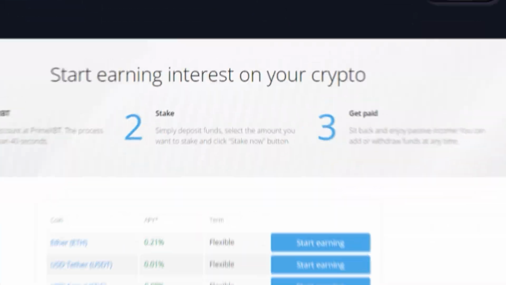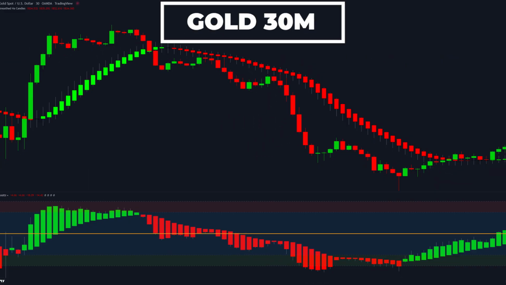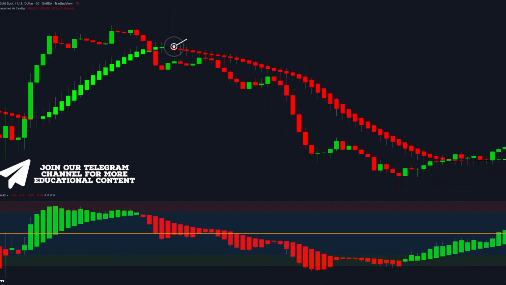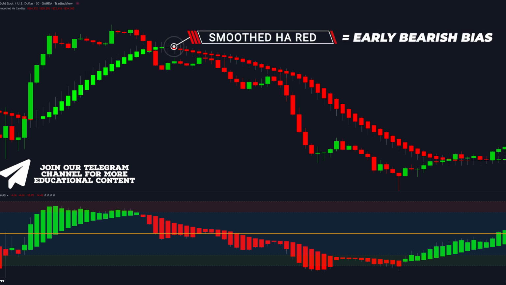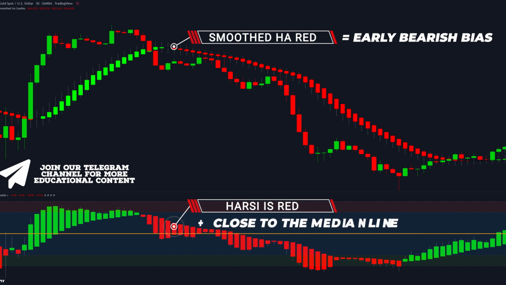Here's gold 30-minute time frame. As we can see, a smooth Heikin Ashi red candle appeared right here, giving us an early bearish bias for the trade short. Next, we can see a red bar along the bottom, and what is more interesting, this bar is close to the median line, meaning that we can jump into the trade short immediately.